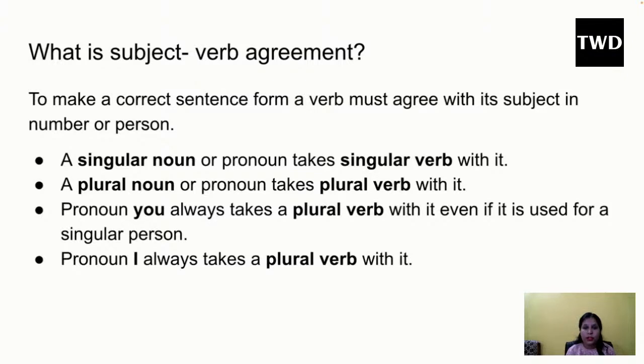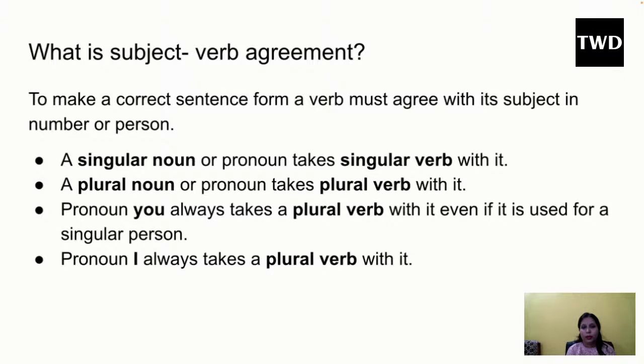So first things first, we should know about verbs. What is a verb? Verbs are doing words, whatever we do every day. Yes, walk, talk, sleep, eat, drink, cook, bath, brush. So many things we keep on doing all the time. Seeing, laughing, all these are doing words. Okay, and these are known as verbs.